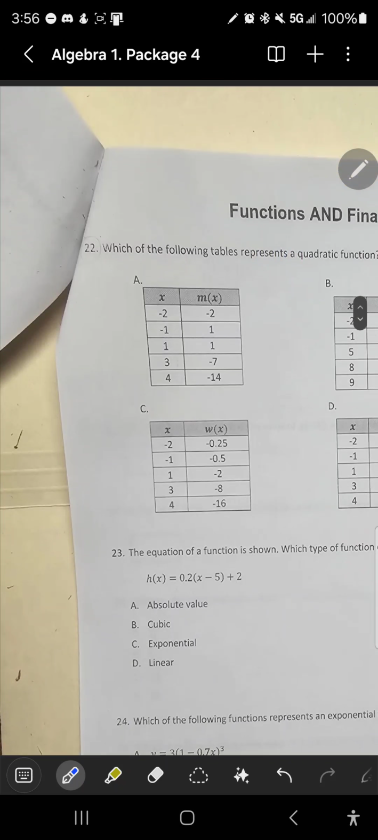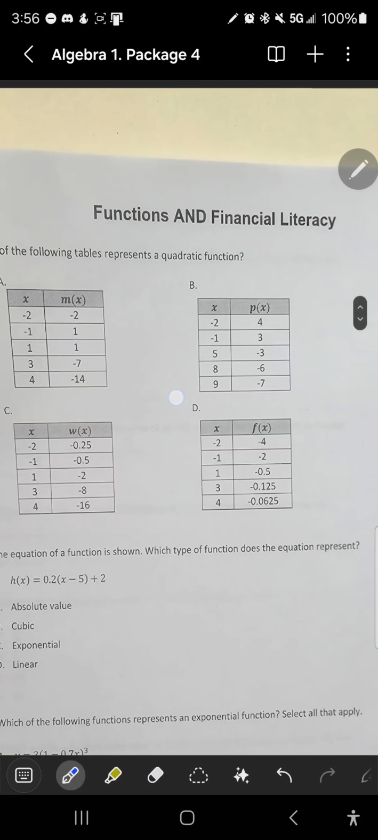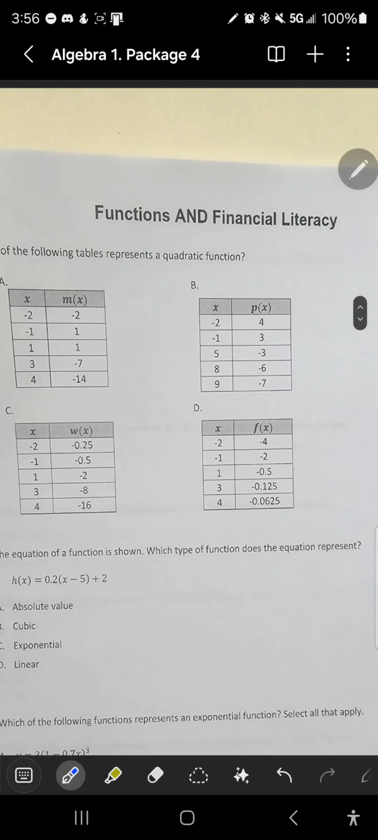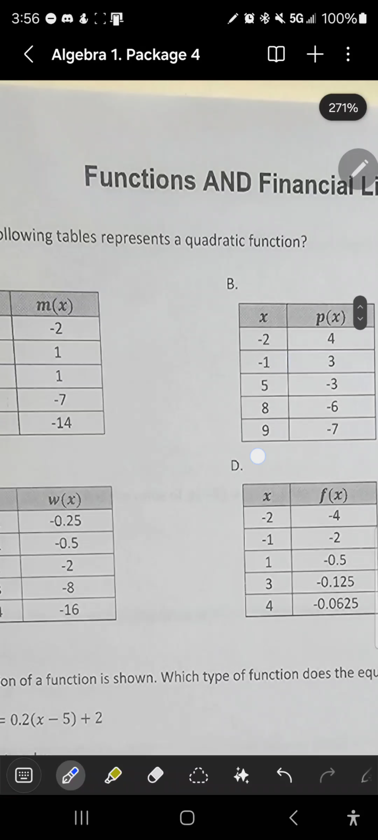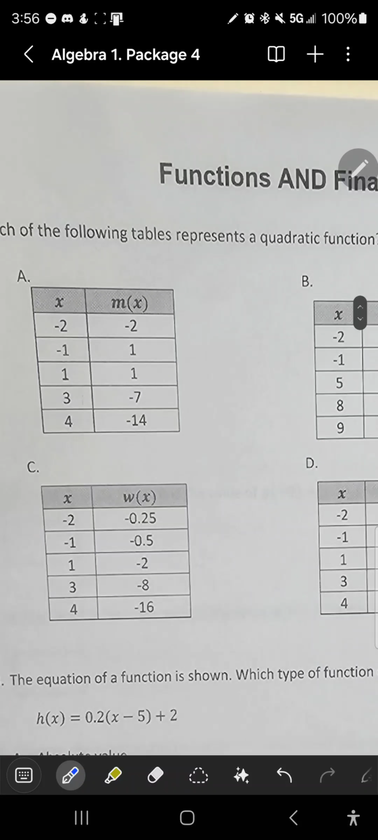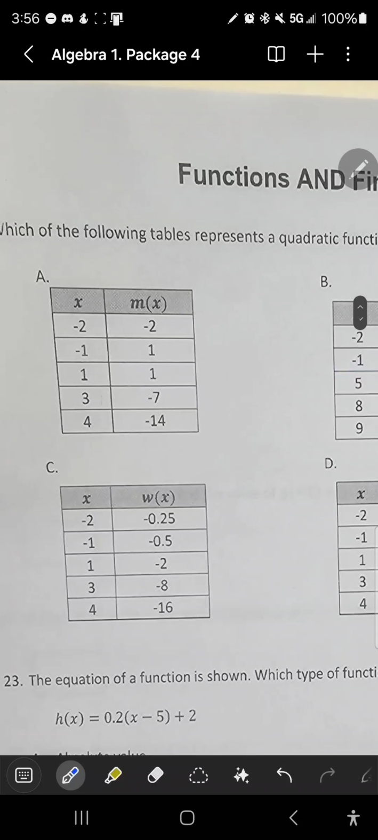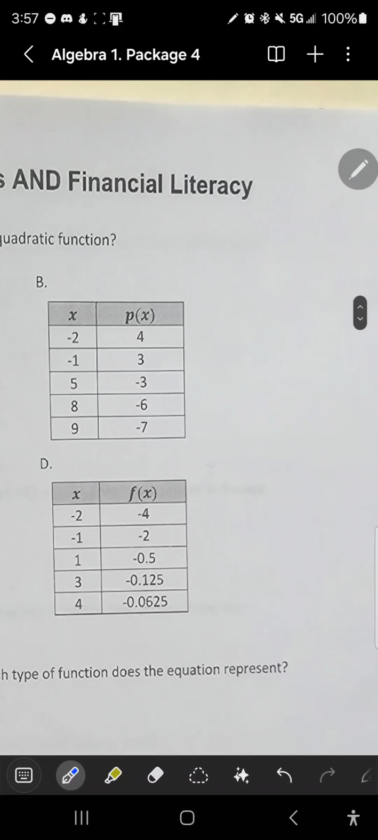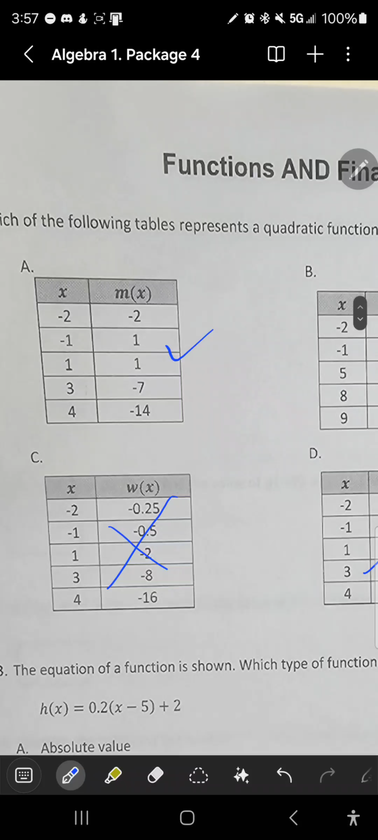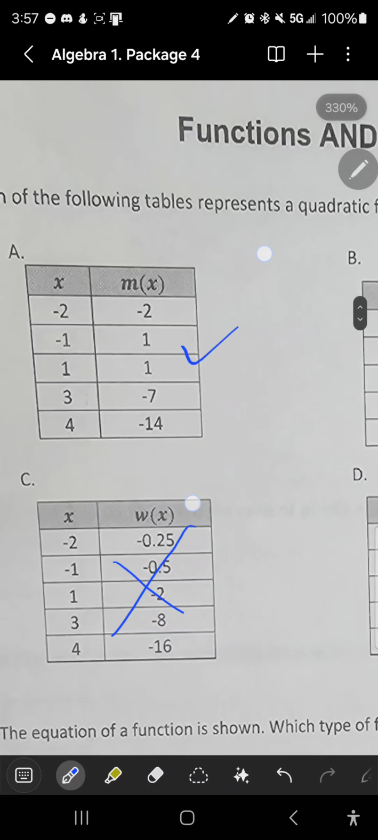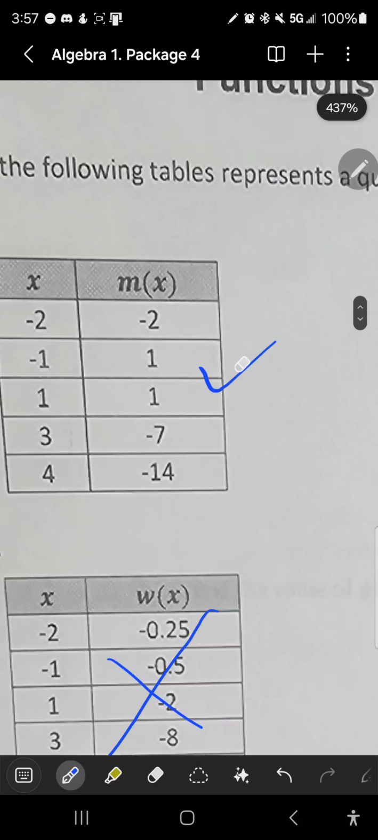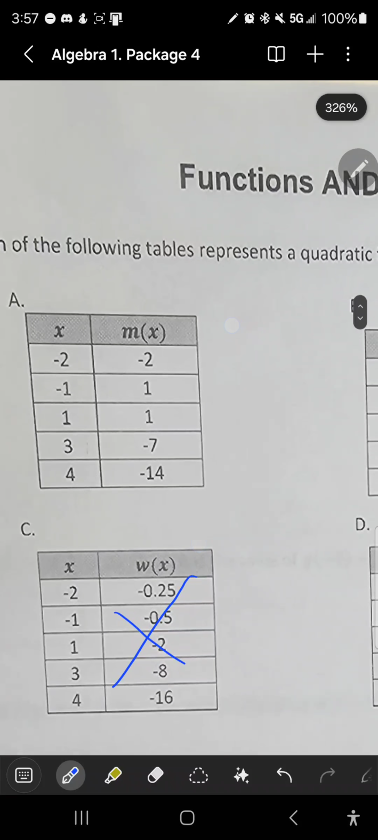Now let's check 22. Which of the following tables represents the values of a quadratic function? So first of all, for a quadratic, I'm looking to have the same value repeated. So here I have the same value repeated. Here I don't. Here I don't. And here I don't. So it must be this one. Now let's graph it to see.